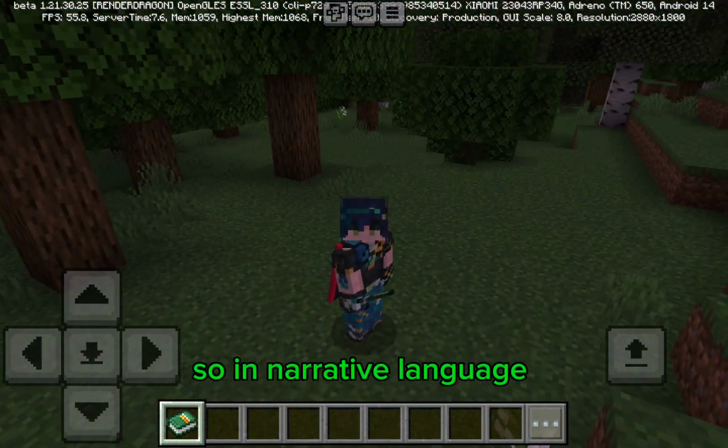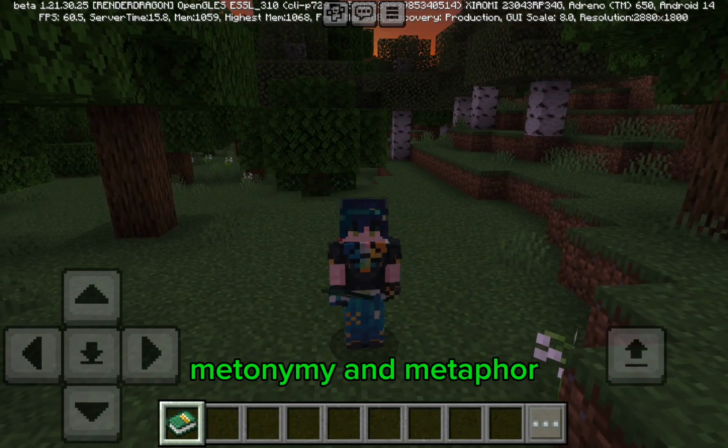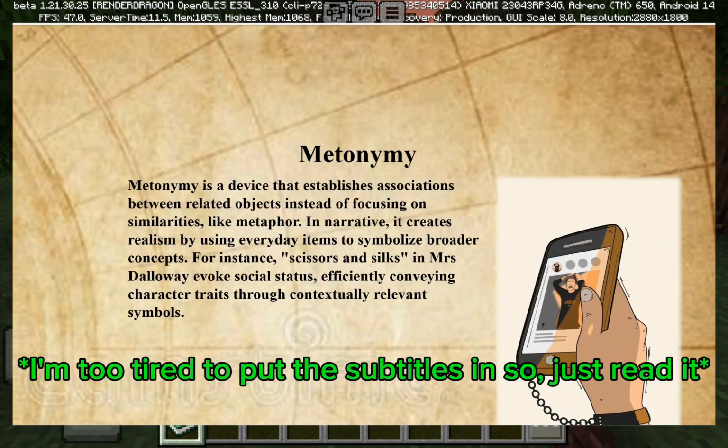So in narrative language, there are two things that we call metonymy and metaphor. Metonymy is a device that establishes association between related objects instead of focusing on similarity, like metaphor. In narrative, it creates realism by using everyday items to symbolize broader concepts, for instance, scissors and silks.